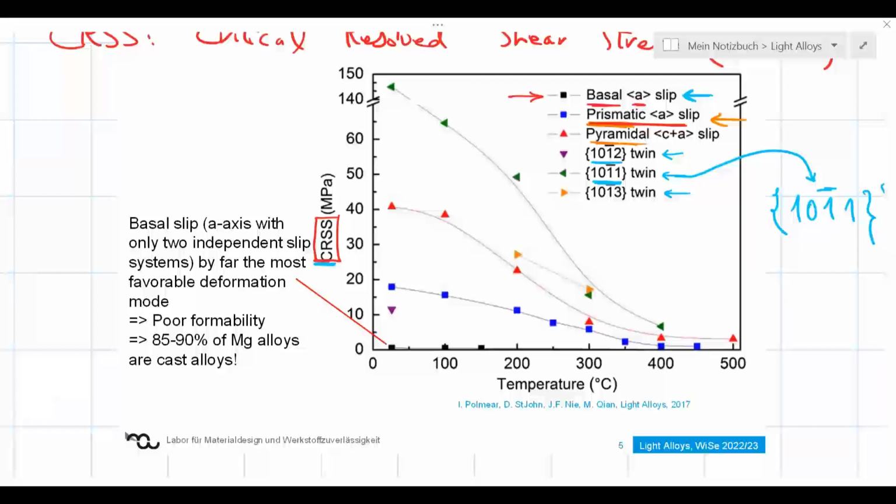I got a hexagon here. This could be my magnesium grain. I could only make planes parallel to the basal plane slip against each other. I cannot flexibly change the shape of my component because of this restriction with the number of glide systems.